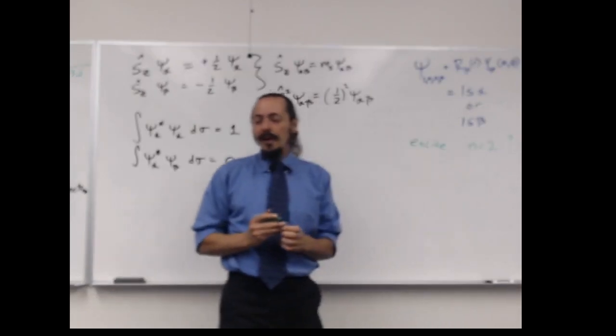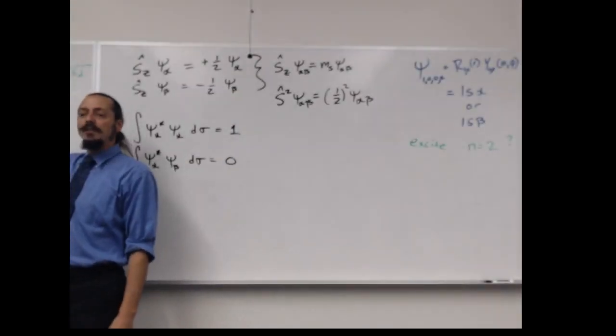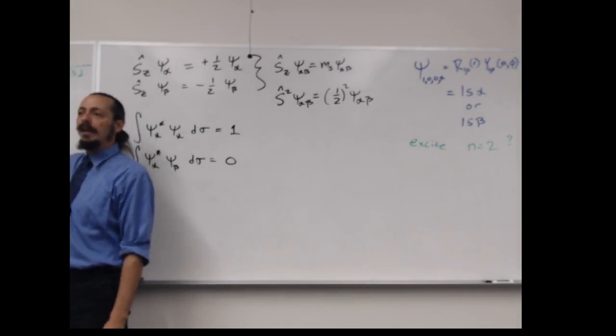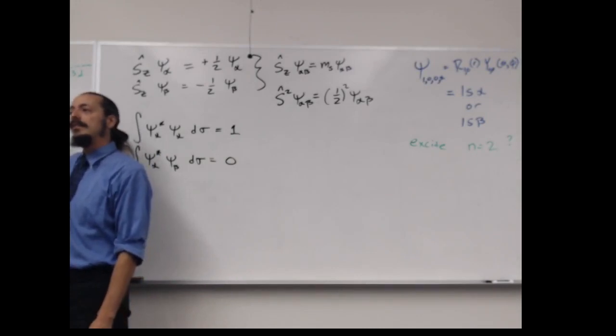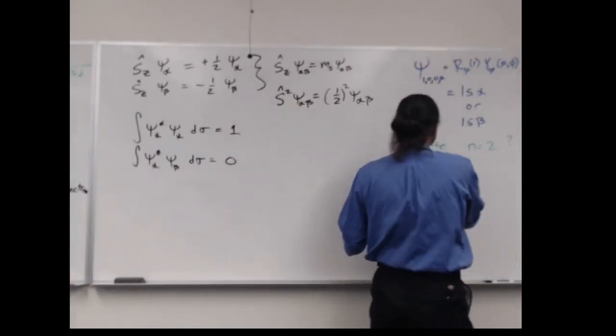Well, we end up with several different choices. We essentially have the 2s alpha, the 2s beta, the 2px alpha or beta, the 2py alpha or beta, the 2pz alpha or beta. We end up with 8 different choices.